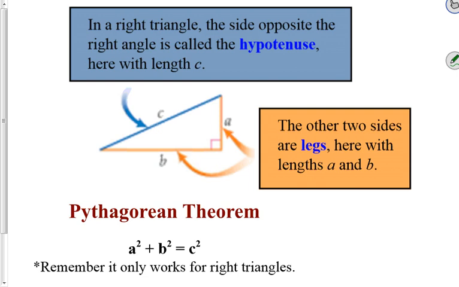And of course, the Pythagorean theorem: a squared plus b squared equals c squared. In other words, leg squared plus leg squared equals hypotenuse squared. Remember that the Pythagorean theorem only works for right triangles.